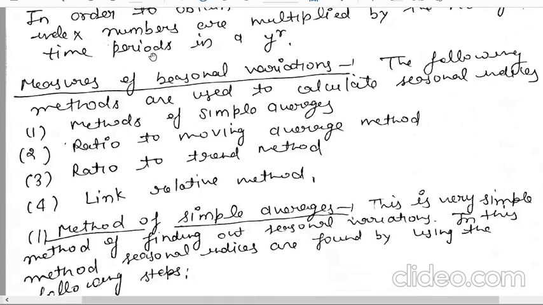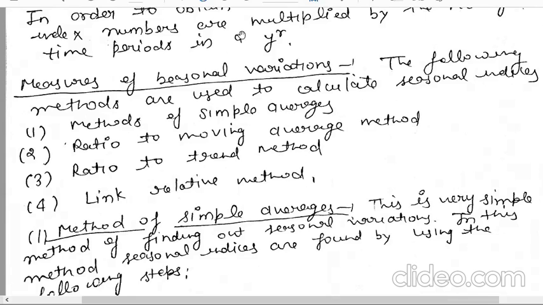Now, measures of seasonal variation. There are four methods here to measure the seasonal variation. The following methods are used to calculate seasonal indices. First method is the method of simple averages. Second, ratio to moving average method. Third, ratio to trend method. And fourth one, link relative method.